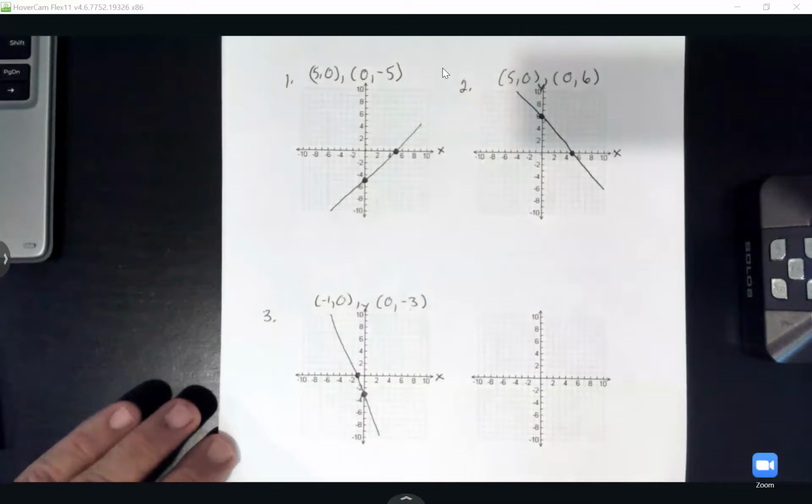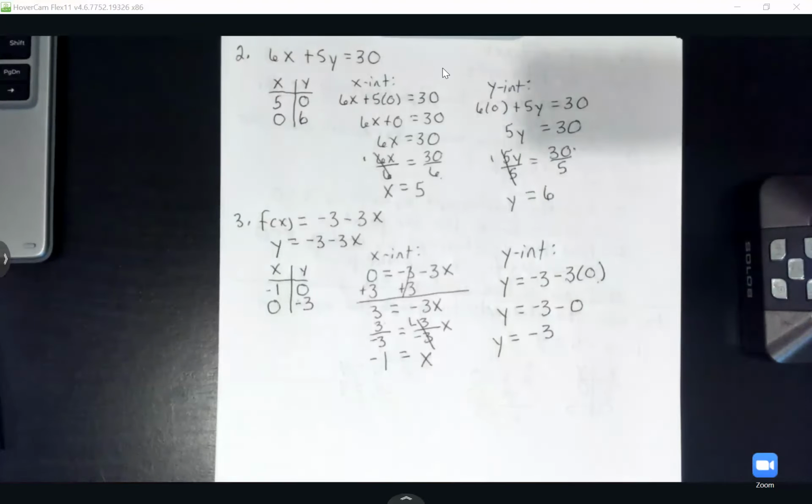So y'all, let me ask you this. Any questions on that graphing by intercepts? We just plug in zeros for the x's and y's and solve for the other variable. That gives us our 2 points.